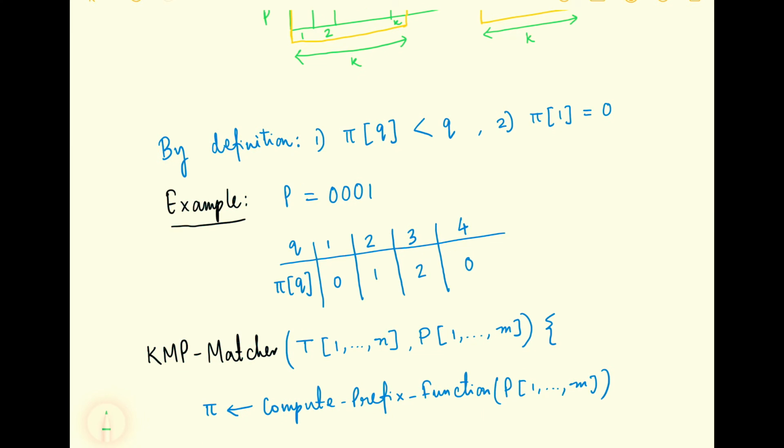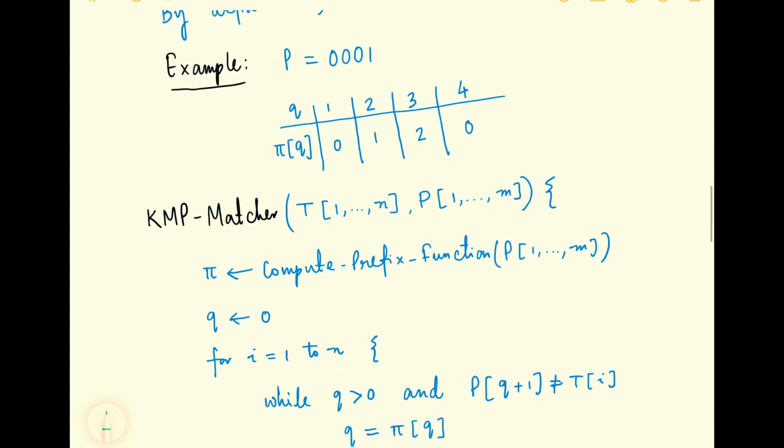So here is an example. Suppose let's look at this pattern p, 0001. pi 1 is 0, and for pi 2, I have to look at the first two characters of p, and there what is the length of the longest prefix that is also a suffix? That way pi 2 is 1, pi 3 is 2, and pi 4 is again 0.